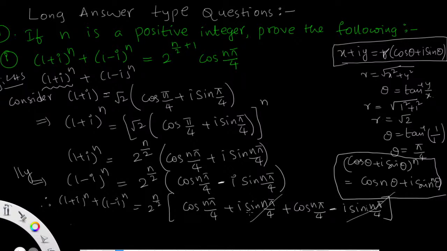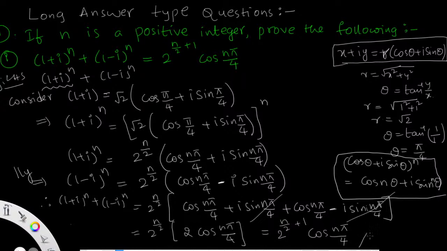So the i sin terms will be cancelled. Then you get 2 to the power of n by 2 into cos n pi by 4 + cos n pi by 4, which is 2 times cos, that is 2 cos n pi by 4. Now bases are equal, so powers should be added, that is 2 to the power of n by 2 + 1 into cos n pi by 4. Hence proved. This carries 7 marks in the IPE.